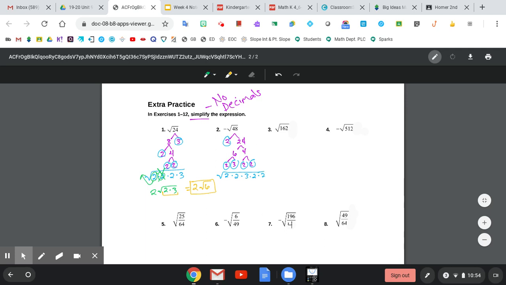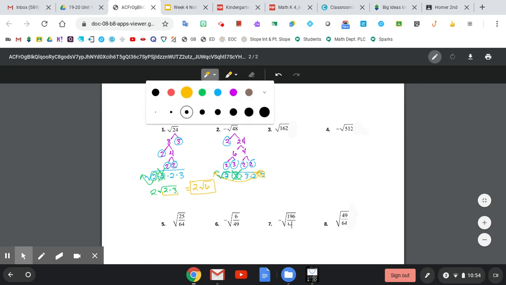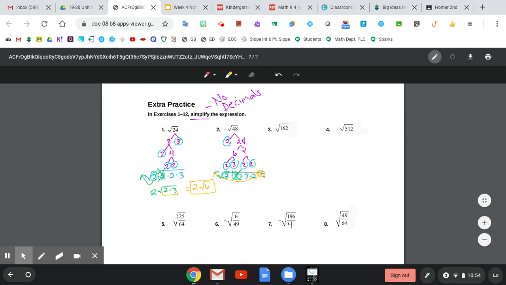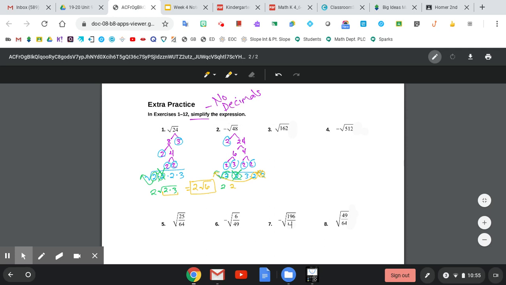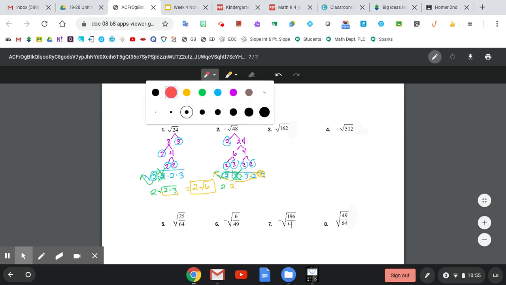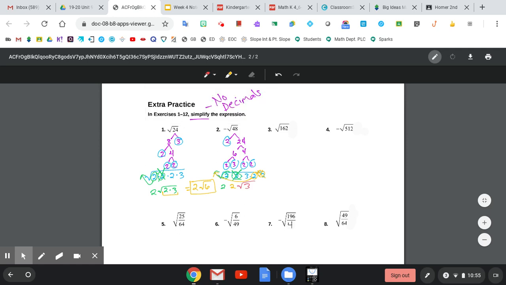Now we're going to look at our pairs. So I have a pair of 2's right here. So I can bring one of those 2's out and get rid of the other one. Then I have another pair of 2's right here. So I can bring one of those 2's out and get rid of the other one. And the only thing I have left in there is that 3. I don't have another 3 to pair that with. So what happened was, let me use these colors. I brought that green 2 out, and then I brought that yellow 2 out, right? And then inside, I still have the square root of 3.